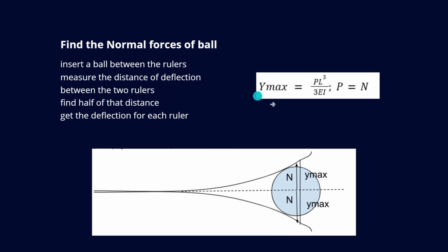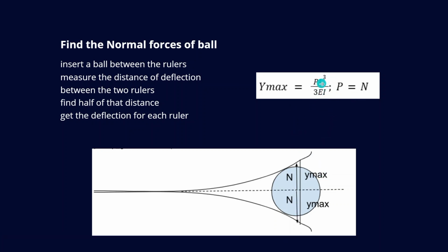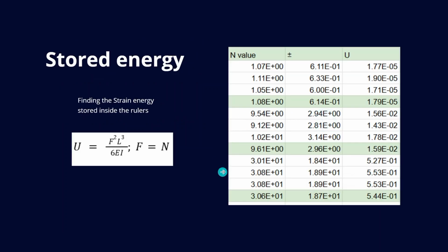So we are going to use the same formula, the deflection formula, to find N this time by measuring the y max and substituting the values of these three variables that we already know. Then we are going to be able to find the strain energy stored inside of the rulers, because there's load and there's stress, and so there's strain because there's deformation of the rulers, and so there's strain energy inside of the rulers. The strain energy can be found using this equation, and that force is basically the N force that we just found.